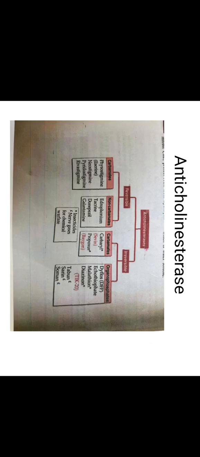Then the second chapter is anticholinesterase. It's an agent which inhibits cholinesterase and protects acetylcholine from hydrolysis, producing cholinergic effect. Quaternary ammonium anticholinesterases like neostigmine have an additional direct action on nicotinic cholinergic receptors. And the classification of anticholinesterase is reversible and irreversible. The reversible ones are divided into two: carbamates and non-carbamates, and the irreversible ones are organophosphates.